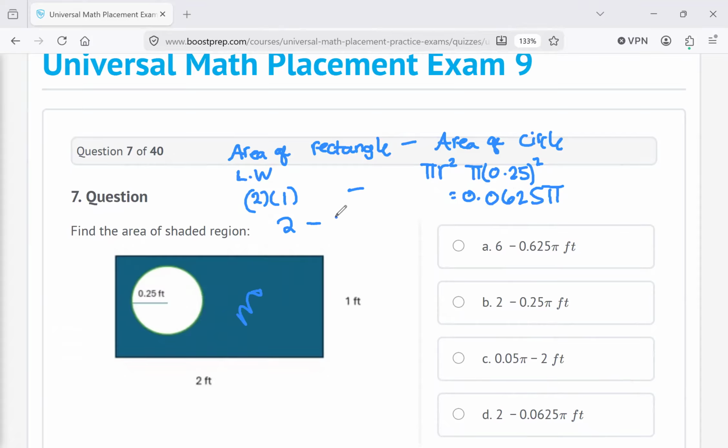That's 2 minus pi times 0.0625, and that is going to be 1.8036. Or actually, it's this value. 2 minus pi times 0.0625.